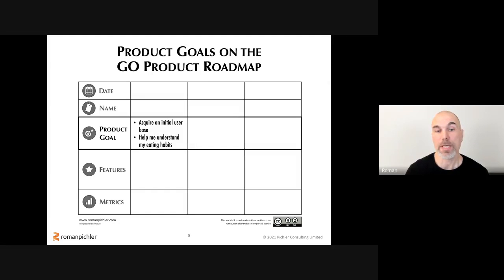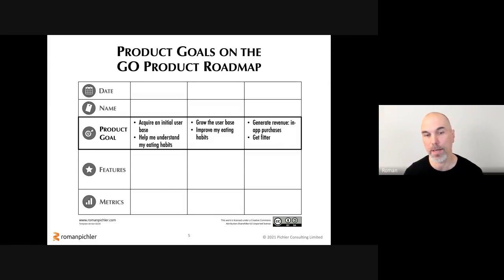And we could say the initial goal for an MVP is to acquire the user base and help me understand my eating habits. We've already heard those goals. And then maybe for the next major release or version, the goal could be to grow the user base, attract more users, and then improve my eating habits for those users. And then generate revenue from in-app purchases as the business goal, and get fitter as the user goal. So you can see that this is a meaningful progression, that it makes sense that these goals build on each other. In order to grow the user base, of course, I first have to have an initial user base, and in order to improve my eating habits, of course, I first have to be able to understand my current habits.